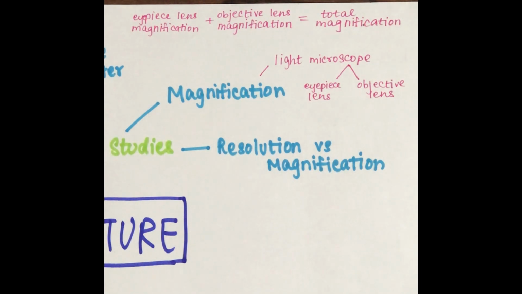We may also be given the image size or the actual size, and then we can find out the other value. So if we have the image size, we can find the actual size, and if we have the actual size, we can find the image size.